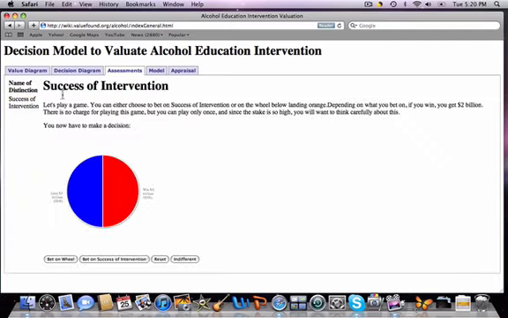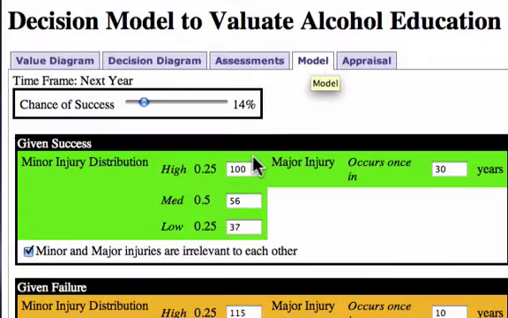So I click on success of intervention. This is about assessing what is the chance of success of the intervention. In this case, to be specific, we're looking at an alcohol education program at Stanford University, trying to assess what is the chance of success. And chance of success is defined as the chance that the distribution of injuries shifts by a certain amount, which is specified in this tab, the model tab.